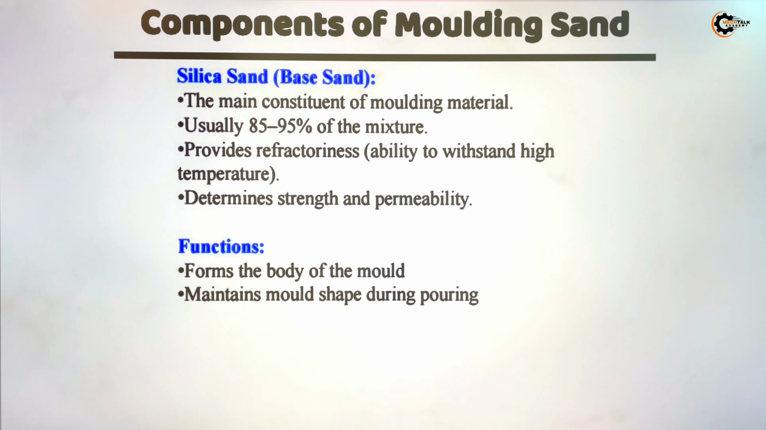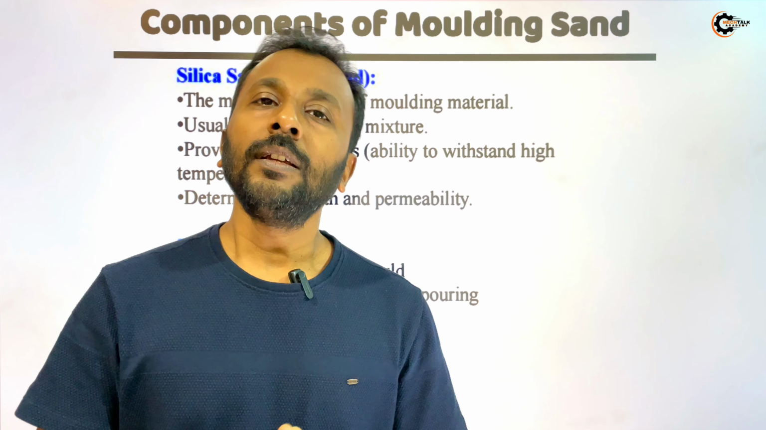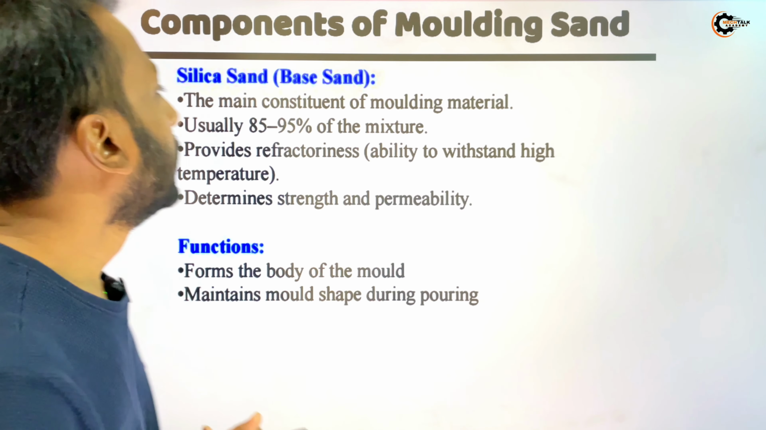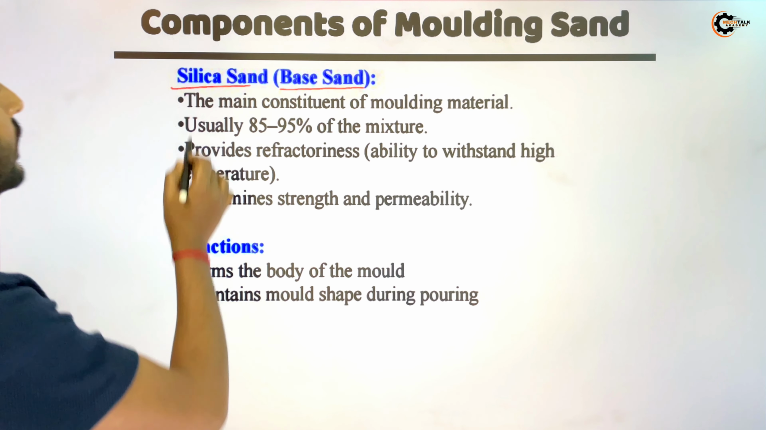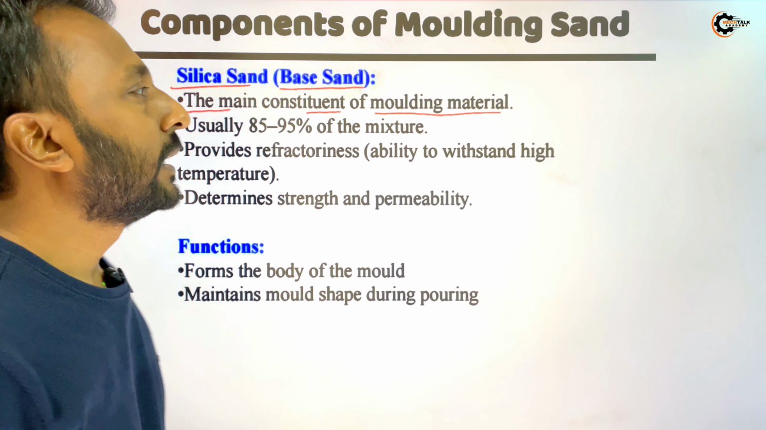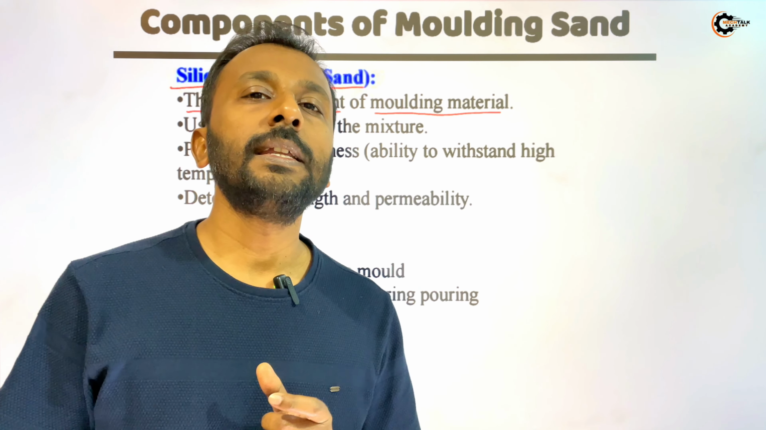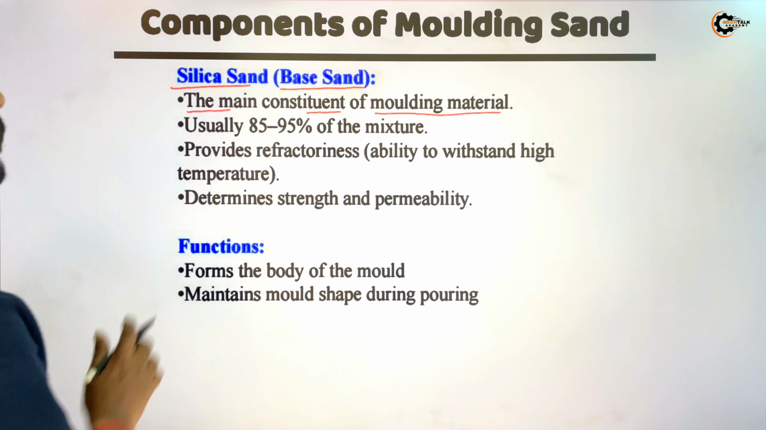So what are the components of molding sand? The molding sand is not only sand, there are a few components mixed with molding sand to improve its properties. First is silica sand. This is the base sand. The main constituent of molding material is the fine particle of silica sand. So this is the base component.